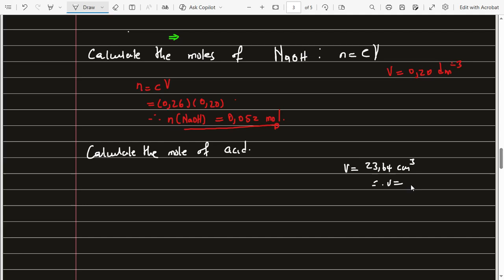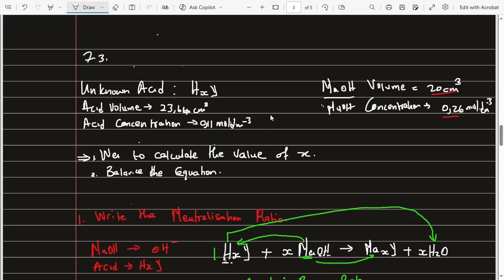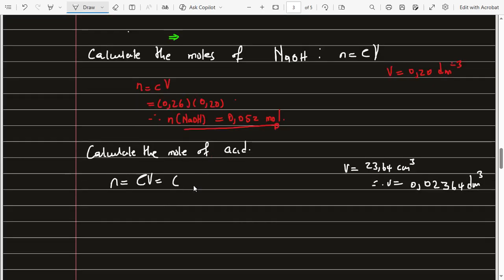Since it's 23 and this will be two zeros, 0.0, then 2. You just have to write that the way it is, but it starts with 0.02364. So that will be the volume. So if this is the volume, I'm going to use the number of moles for an acid. It's CV. Do the substitution, the concentration of an acid, it was given as 0.11. So I'm going to take the 0.11, multiply it by 0.02364. Then what is that equal to?